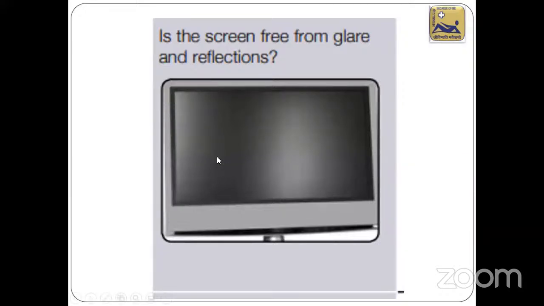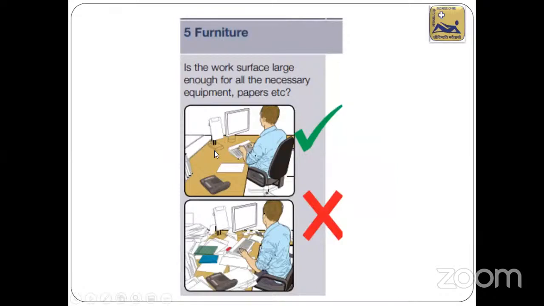Next slide. Then the furniture which you're keeping next to your system: if it is too crowded with other things, you tend to change the ergonomic position of your computer system. So make sure that on the table we have only the monitor, the keypad and the mouse. And then next slide.